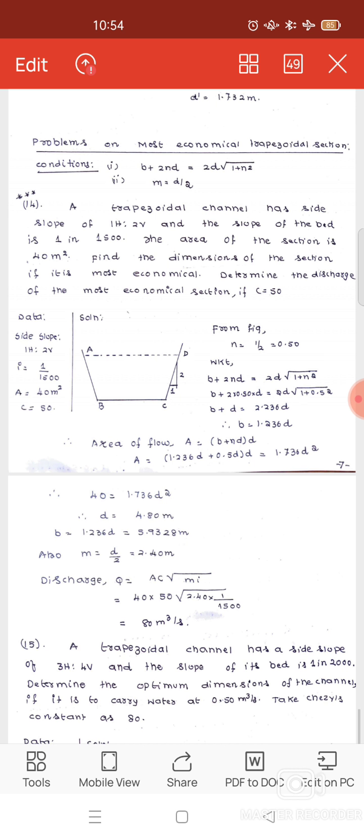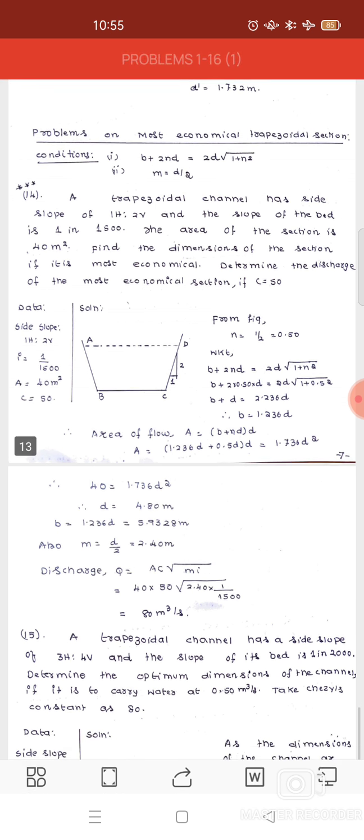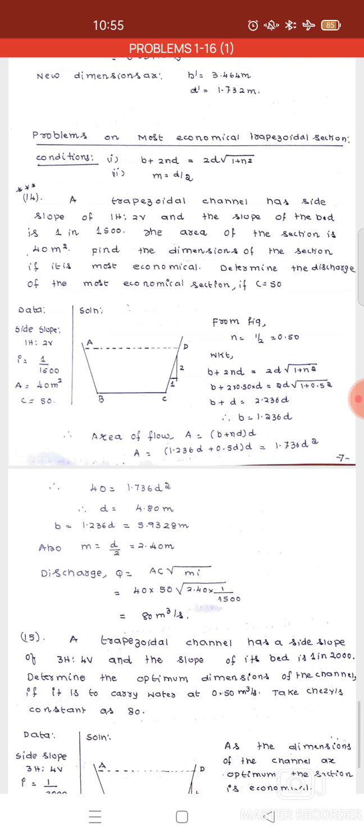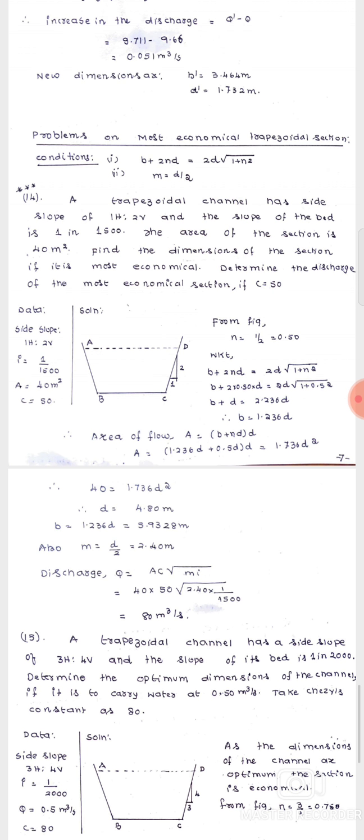The first one is half of the top width will be equal to one of the side lengths of the channel, that is b plus 2nd is equal to 2d into square root of 1 plus n square. The second one is m is equal to d by 2, and the third one is p is equal to 3b, that is, the perimeter will be equal to 3 times the width of the channel.